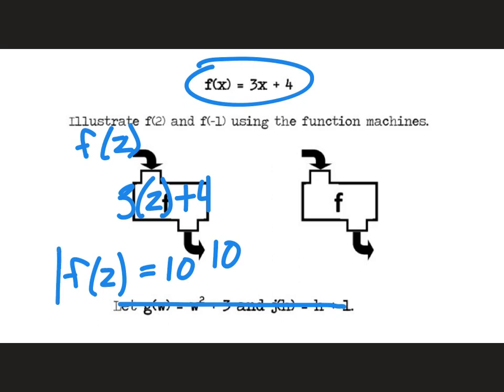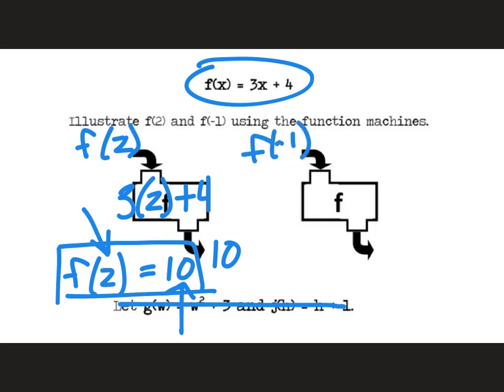So x would be the domain, and y would be the range. The 2 would be the input, and 10 would be the output. We can do the same thing here. We're going to do f of negative 1. So the function is the same. So we're going to do 3 times negative 1 plus 4. 3 times negative 1 is a negative 3 plus 4 is 1. So then f of negative 1 equals 1.